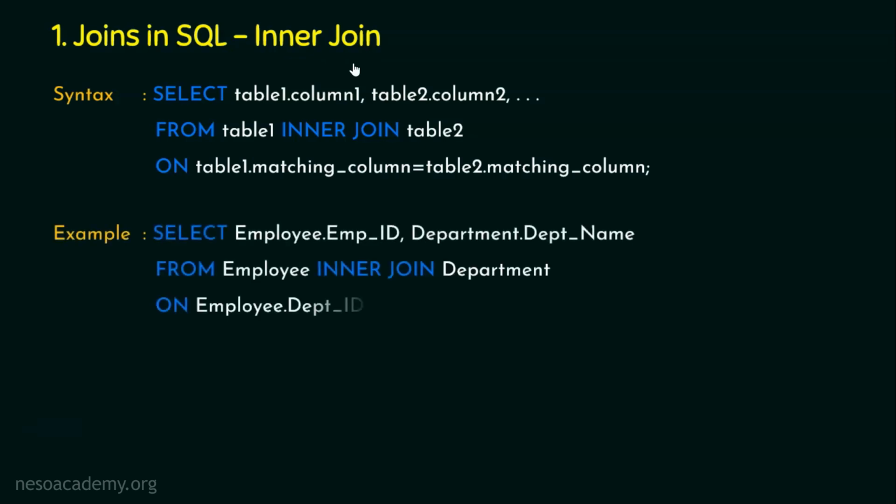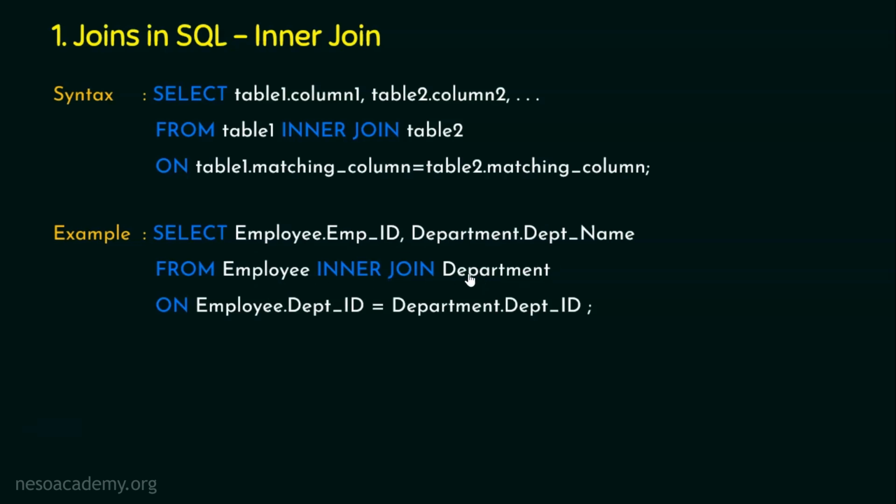Here we go. Just see, I am selecting from the employee table, employee ID, comma, from the department table, department name columns. Can you see here? This is the employee table, this is the department table. From the employee table, I am retrieving employee ID. From the department table, I am retrieving department name. From employee inner join department. So when we join these two tables, we get the output table.